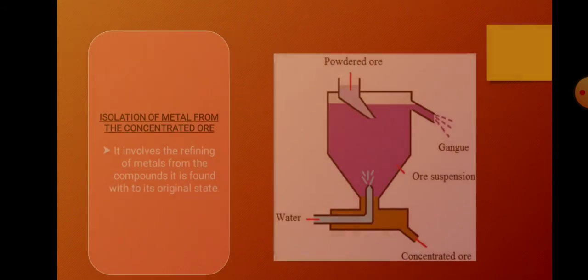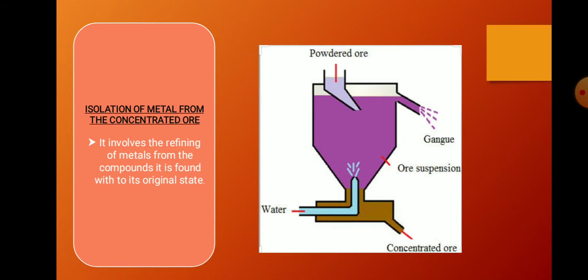The second one is called isolation of metal from the concentrated ore. It involves the refining of metals from the compounds they are found with to their original state.